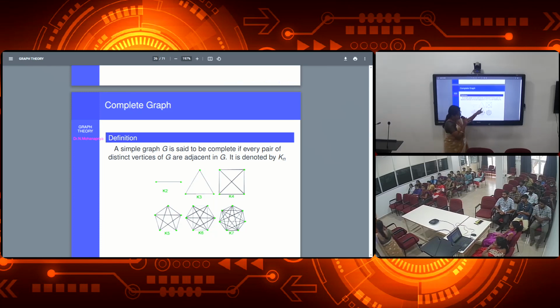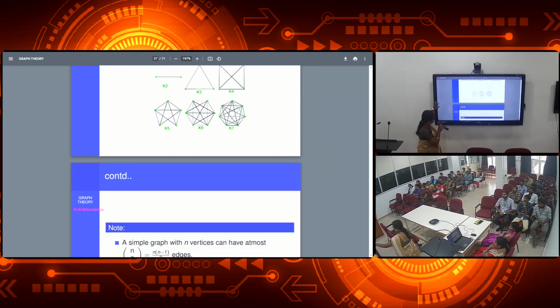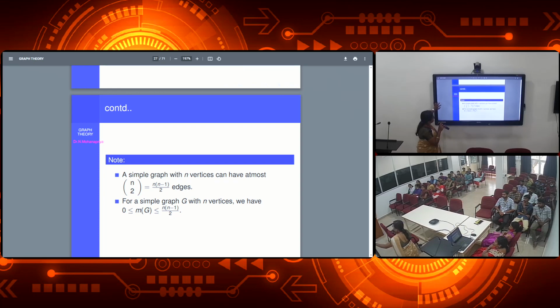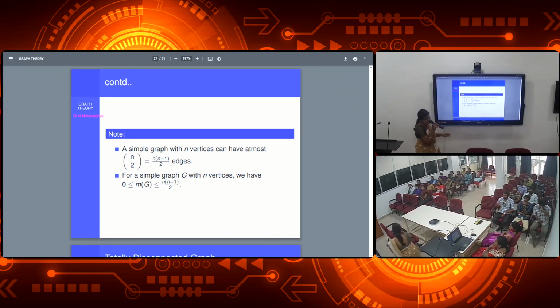Each and every vertex is adjacent to each other. Here the first vertex is adjacent to the other two vertices. Likewise, each and every vertex should be adjacent to each other. This is nothing but the complete graph. These are some of the examples. We will denote the complete graph by the notation Kn. So this is a note on the complete graph.